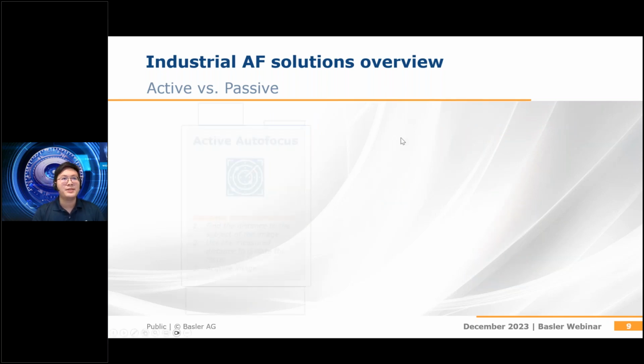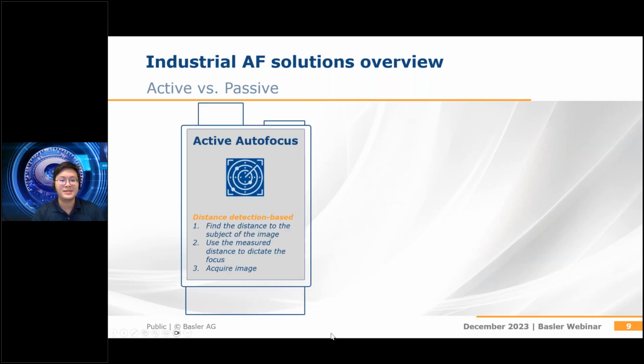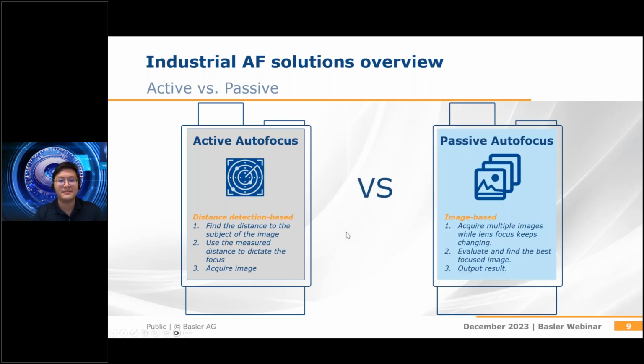Okay, so active autofocus, which is distance detection based focus, utilizes external signals such as infrared beams or ultrasonic waves to determine the distance between the subject and the camera. These signals are emitted and reflected back to the camera or sensors and provide information to the camera to adjust the lens or focus accordingly. Right. While passive focus, which is often referred to as image-based focus, relies solely on analyzing the information from the acquired images to determine the focus point.